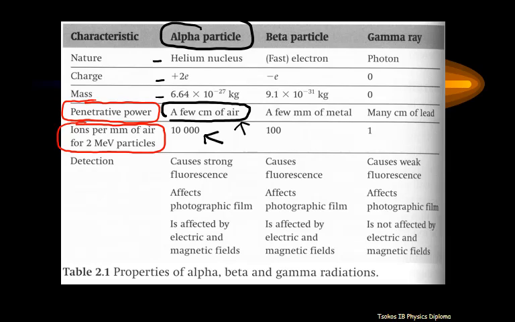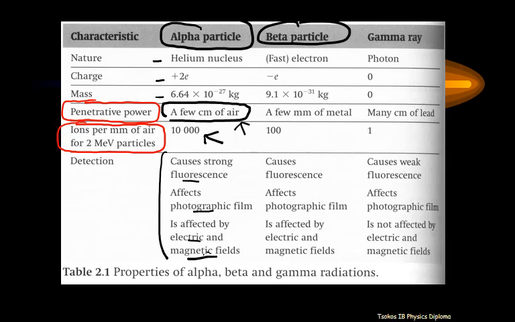And so here's some of the ways to detect this. The fluorescent effect there, effects for photographic film. And it's affected by magnetic and electric fields, right? So you have alpha particles that can be deflected by electric and magnetic fields based on the right-hand rule for magnetic fields, and then electric fields, positive and negative sides.